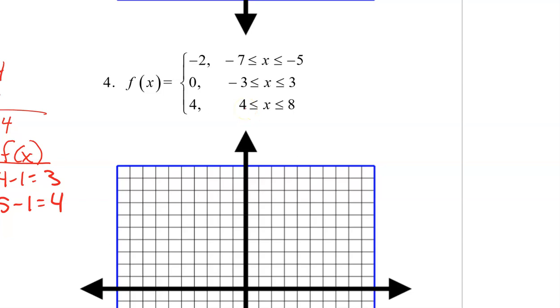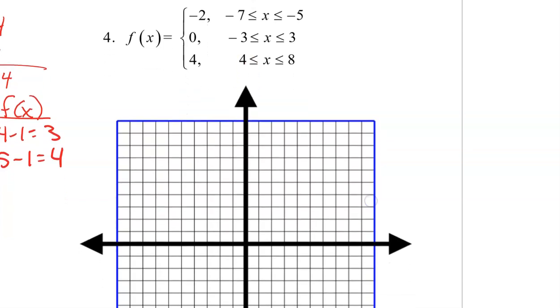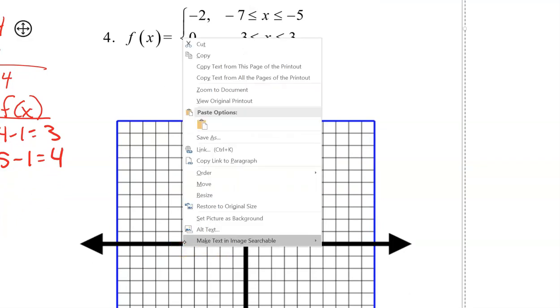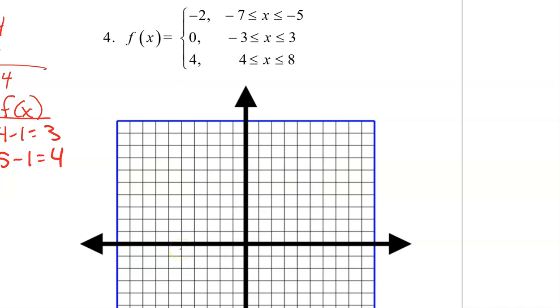So for x between -5, 1, 2, 3, 4, 5, and -7, the value is evaluated to be -2. This includes the endpoints. Oops, off. 1, 2, 3, 4, 5, 1, 2. 1, 2, 3, 4, 5, 6, 7, 1, 2.